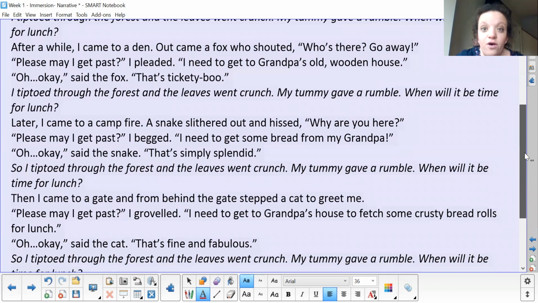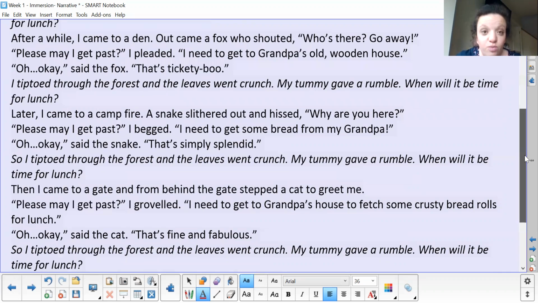I tiptoed through the forest and the leaves went crunch. My tummy gave a rumble. When will it be time for lunch? Later I came to a campfire. A snake slithered out and hissed, "Why are you here?" "Please may I get past," I begged. "I need to get some bread from my grandpa." "Oh, okay," said the snake, "that's simply splendid."